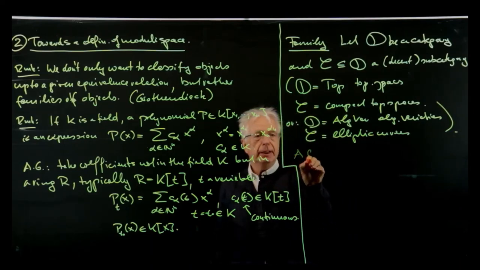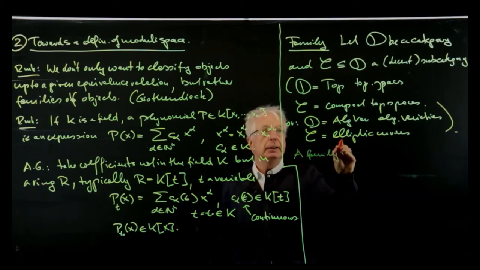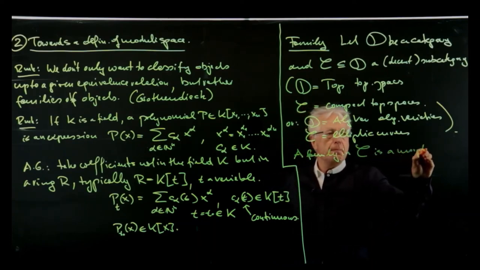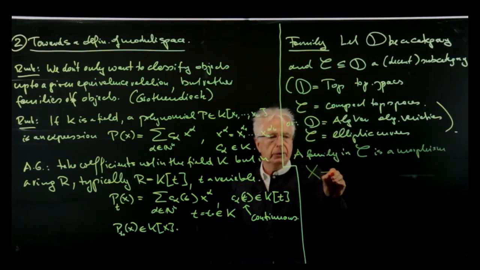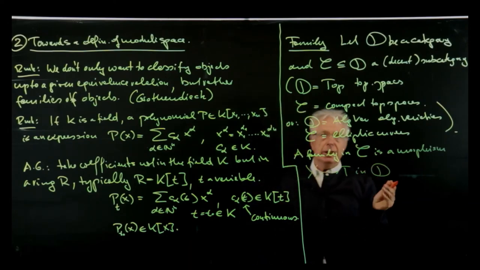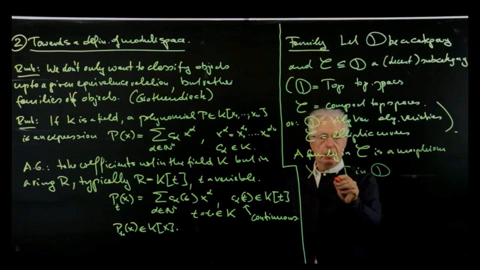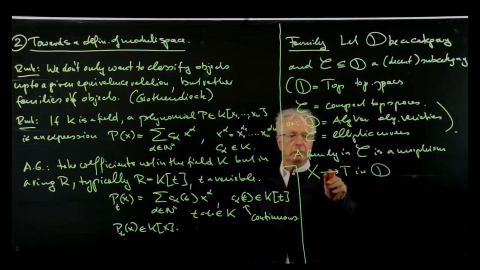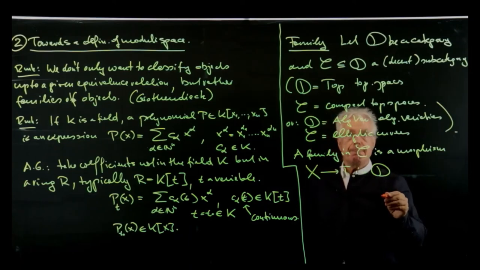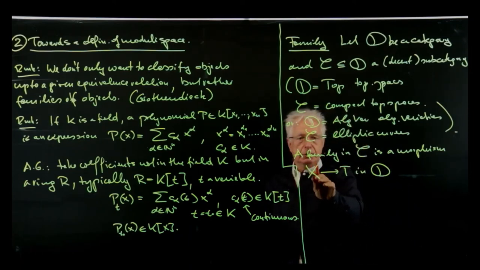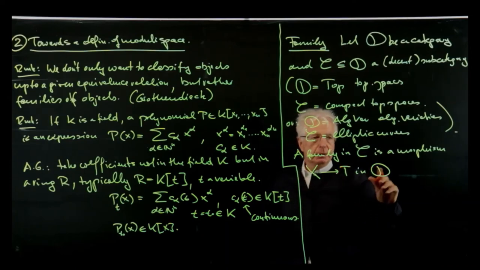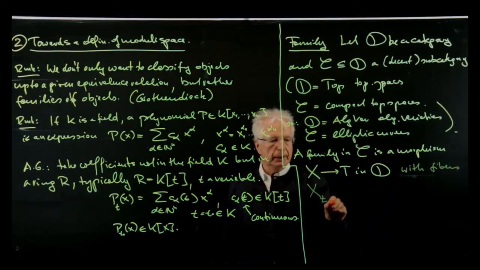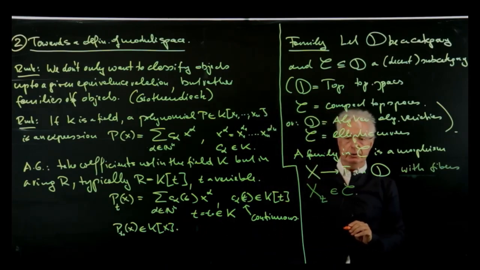So a family in C is a morphism, let me just write it x to t in D. So there is now a distinction between C and D. A morphism, so inside our topological spaces, x and t will be topological spaces, and this will be continuous. And what is the requirement? So x and t are in the bigger category with fibers x_t in C, in the smaller category.